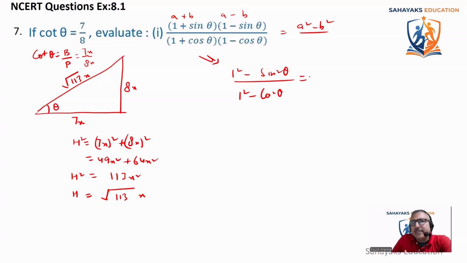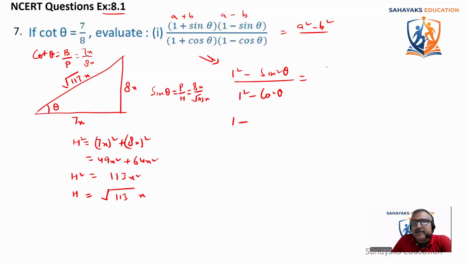Now, either we can directly put the values or we can also use certain formulas. It is 8.1. So this is the first exercise. If this would have been 8.3, we would have used the identities to solve it. But it's a first exercise. So let's solve it with the values here. So it is 1 minus. What is sine theta here? Sine theta comes out to be perpendicular by hypotenuse, and that's equal to 8x by square root of 113x.